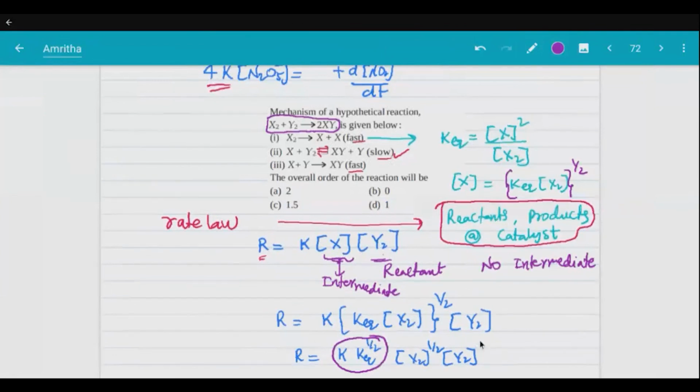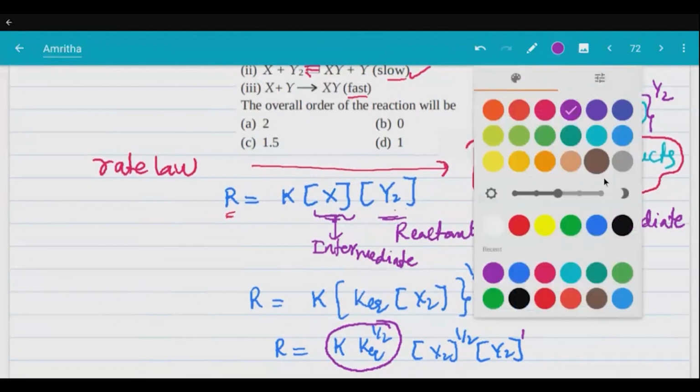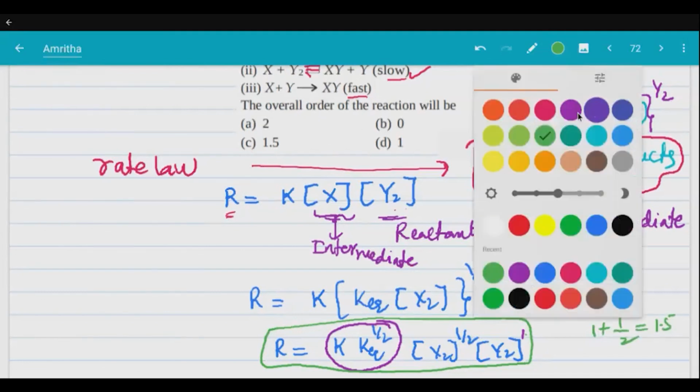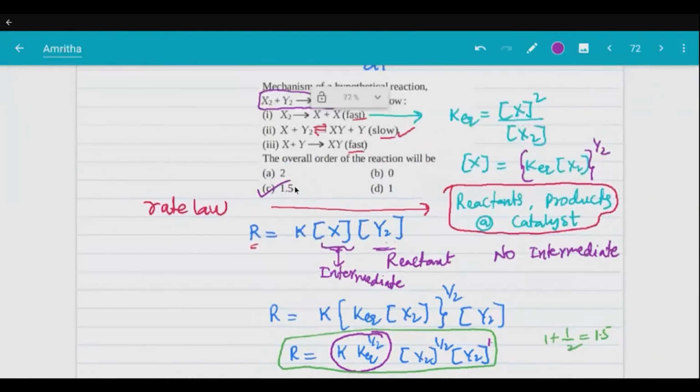And what is order here? Overall order of reaction is the sum of powers of the concentration terms. This is our final rate law. In rate law, just look at the powers. So what are the powers here? 1 and 1 by 2. So 1 plus 1 by 2 is 1.5. So 1.5 is the order of reaction. So what is the correct option here? Option C.